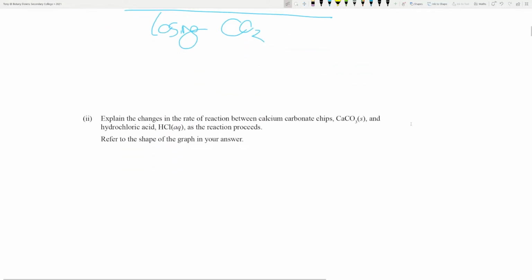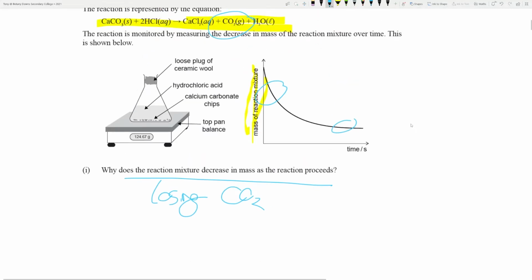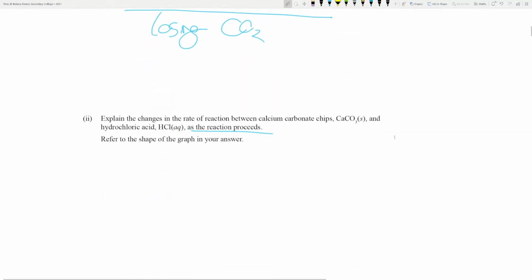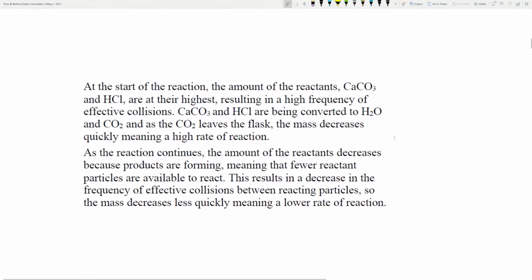And explain the changes in rate of reaction as the reaction proceeds. So again, very straightforward. At the beginning of the reaction, you have lots of chemical reactants that haven't reacted, readily available to collide, so they collide more often, high effective collisions per unit time, therefore high rate of reaction. And as the reaction takes place, you have fewer chemicals available, therefore a lower number of collisions per unit time. Okay, so very Year 11 stuff.